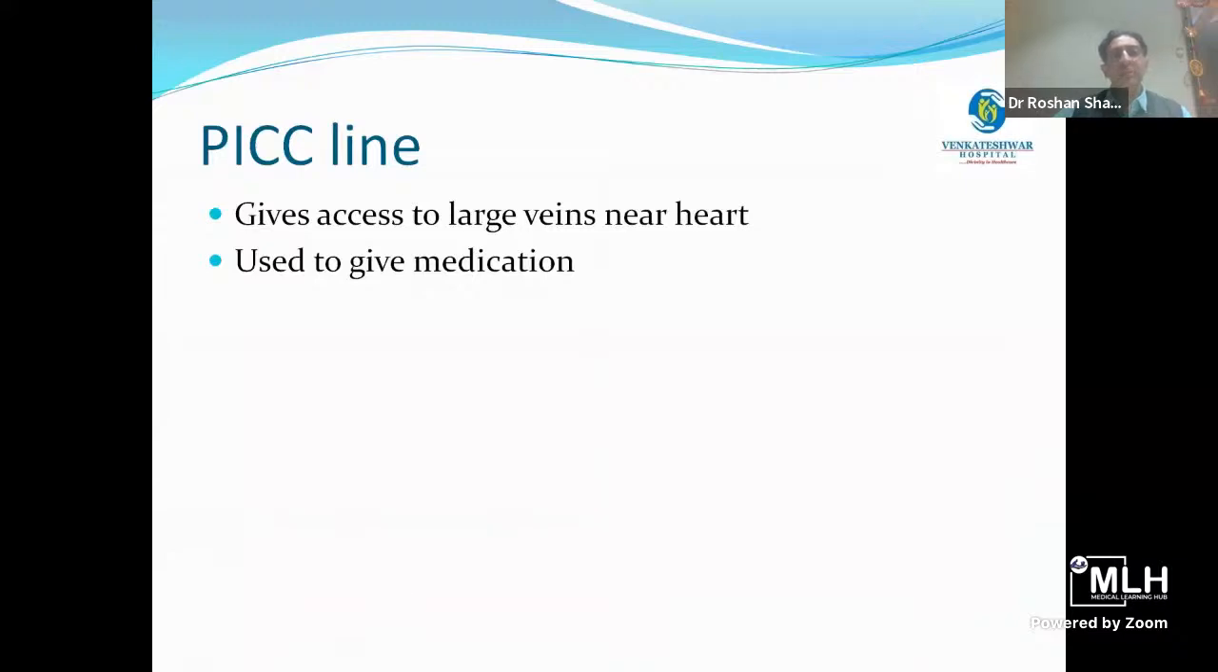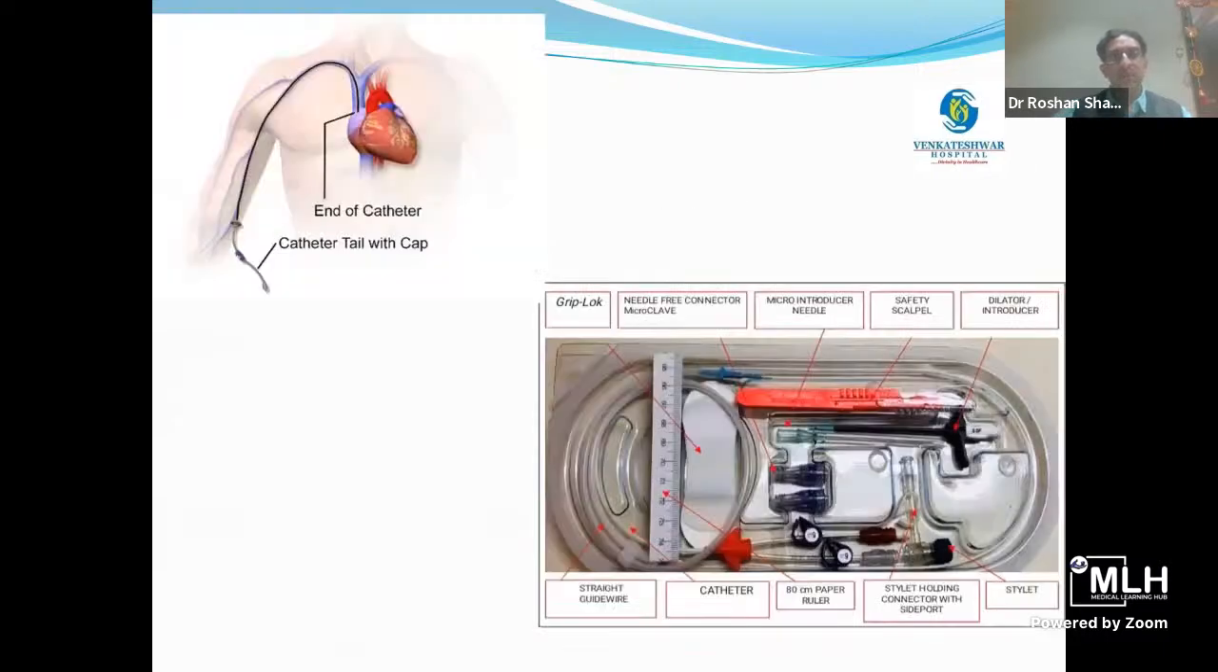Now the PICC line. A PICC line generally gives access to large veins near the heart. We use it to give medication and, as sir told, also to collect samples. So this is a schematic diagram. This is the catheter tail with cap.